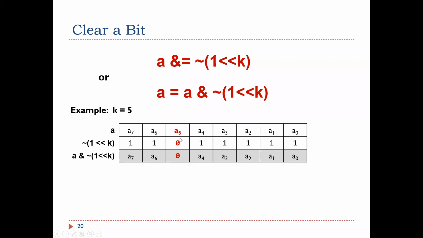For A5, since we are doing an AND operation with 0 here, whatever the value of A5, it doesn't matter, because we are doing an AND operation with 0, so it will be 0 here. So you can see that after this operation, we are now able to clear bit number 5. So by using this mechanism, you can clear any bit in the register or data.